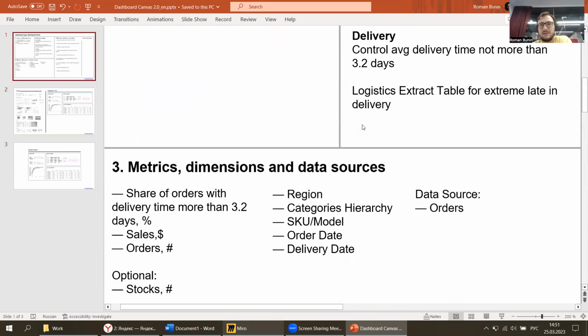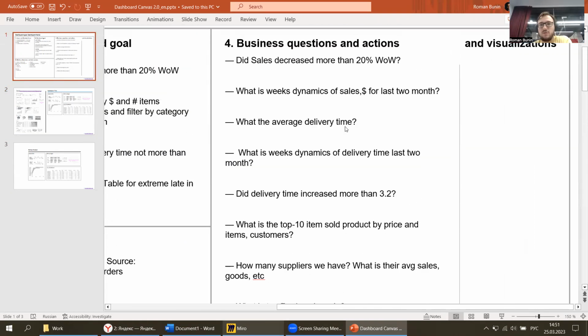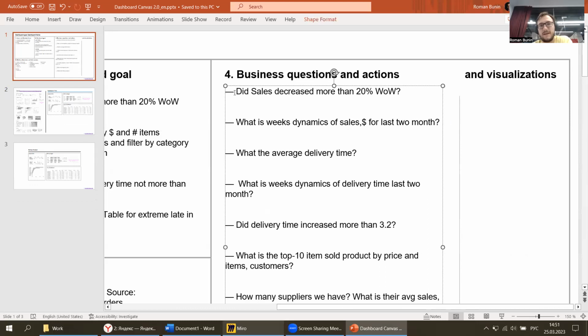So let's consider what types of graphs you would use for these questions. Did sales decrease more than 20% week over week? What type of charts would you use?